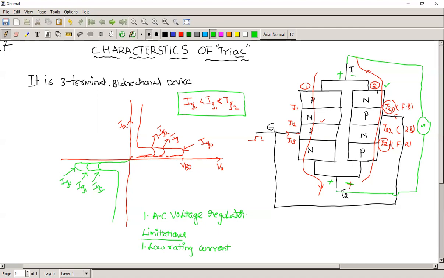Thank you very much for understanding this concept. Just to summarize today's class, we have discussed the triac and the characteristics of the triac. A triac is a three-terminal bidirectional device. It allows current in both directions. We have seen how the device operates, allowing the positive current as well as the negative current.